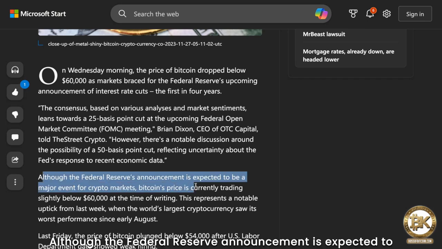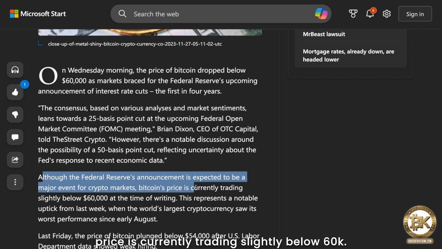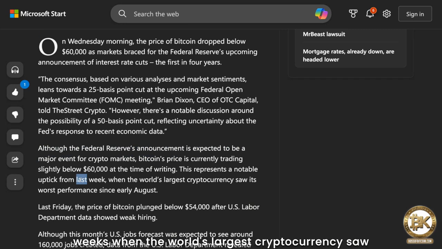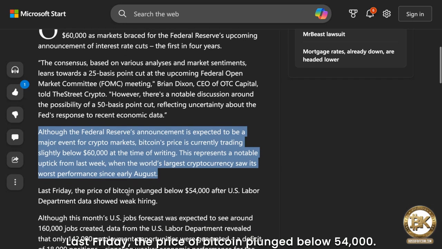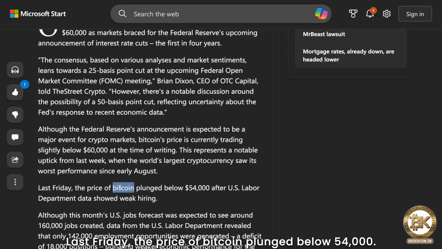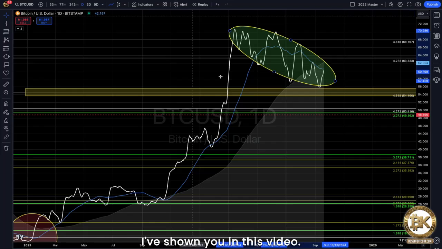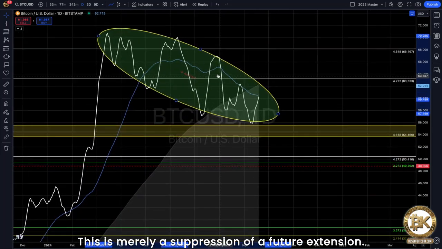But then they top it off. They said, although the Federal Reserve announcement is expected to be a major event for crypto's market, Bitcoin price is currently trading slightly below 60K. This represents a notable uptick from last week, when the world's largest cryptocurrency saw its worst performance since early August. Last Friday, the price of Bitcoin plunged below 54,000 after, and we attribute this to it. That is not causation or correlation. I've shown you in this video, this is merely a suppression of a future extension.